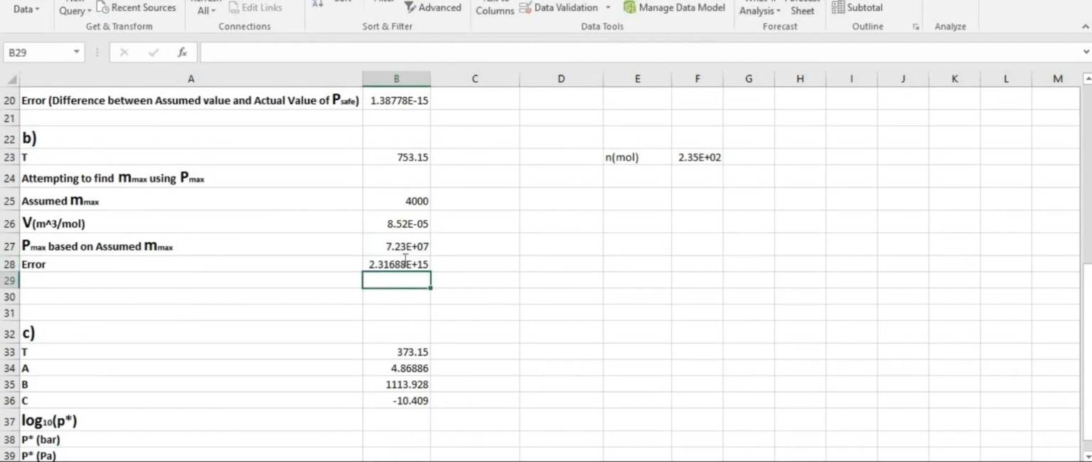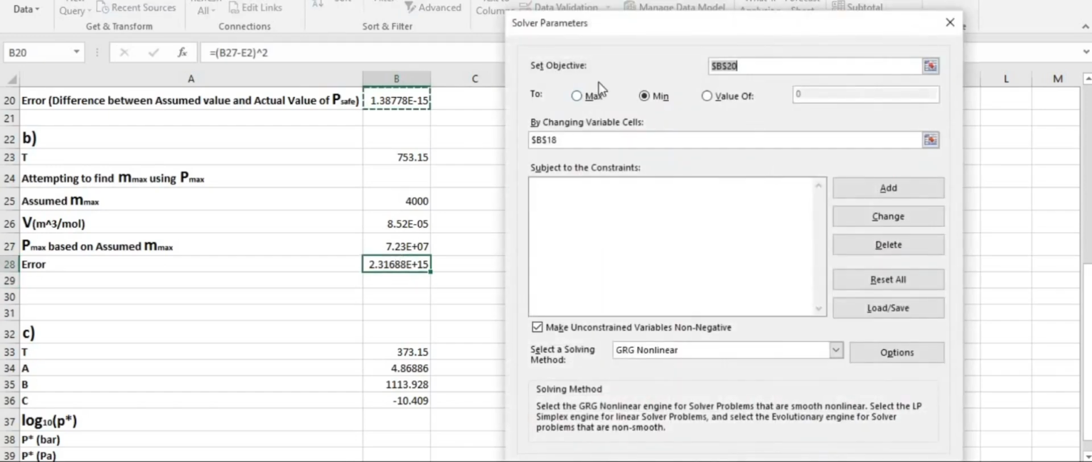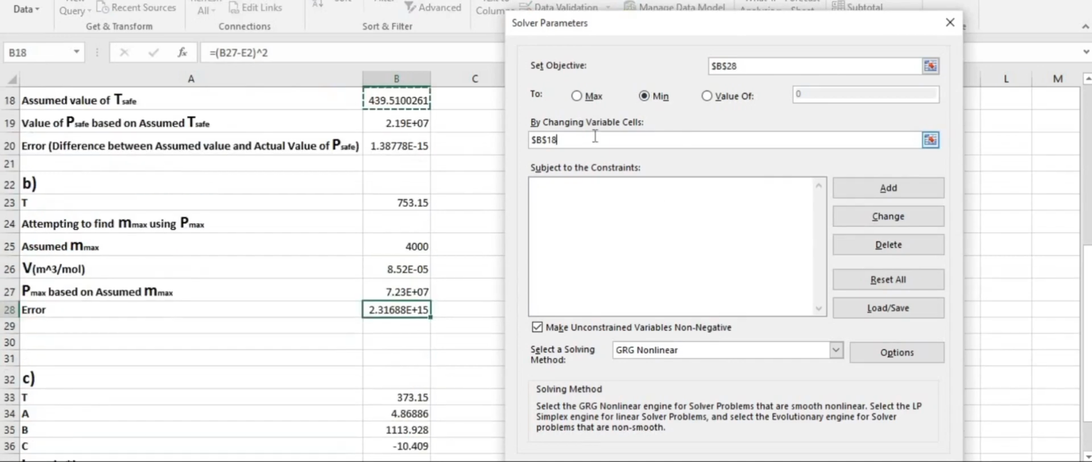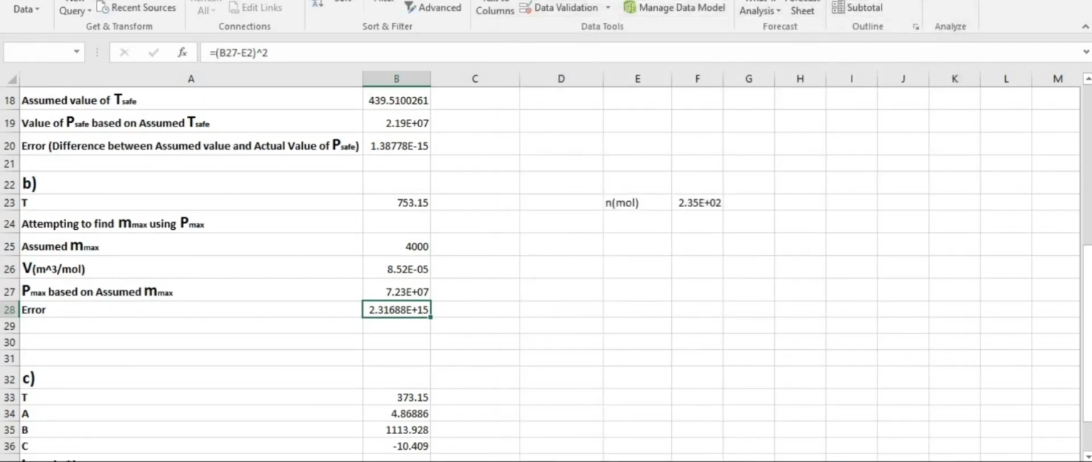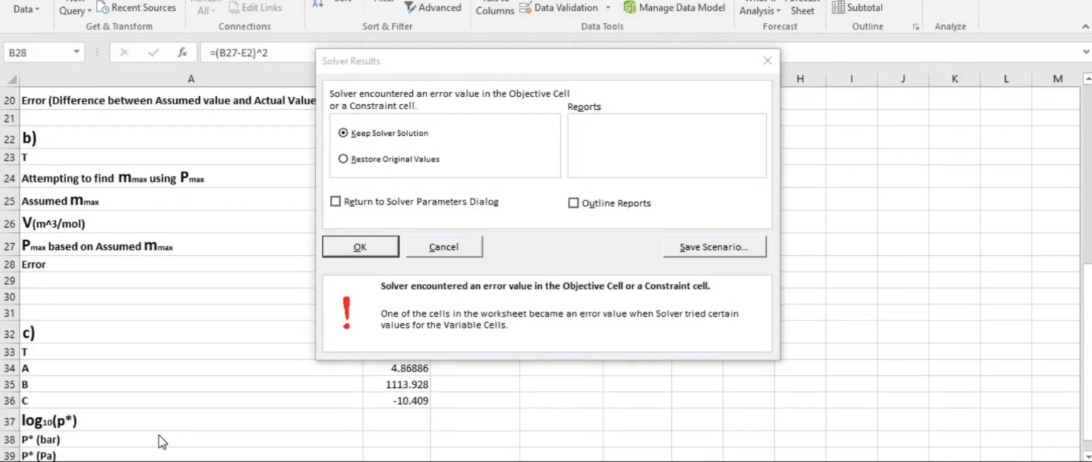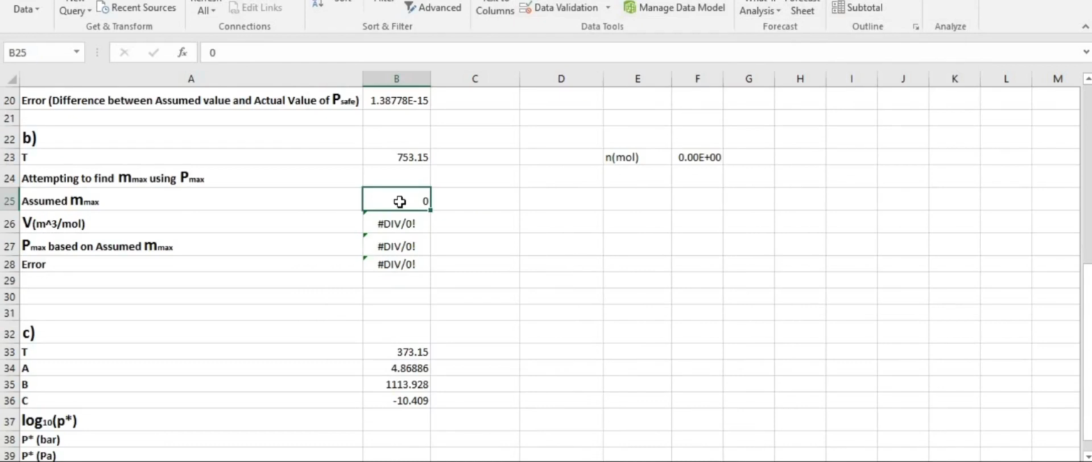Then we go to solver and put our objective as this cell. We'll minimize the error by changing the variable of the assumed M max. So we solve. Now, interestingly, solver encountered an error value.